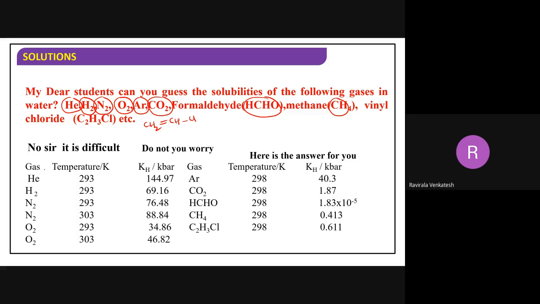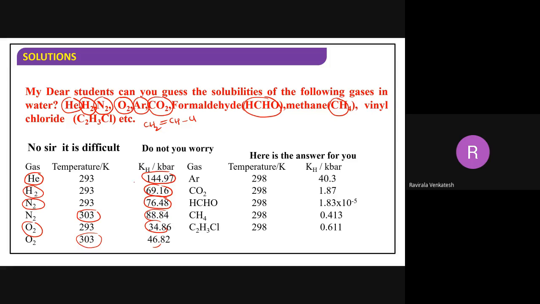Now if you observe, helium gas has the Henry constant 144. Then hydrogen, the Henry constant is 69. But nitrogen is 76 here. Nitrogen at high temperature, the Henry constant, what happened? Increasing. For oxygen, it is 34. At high temperature, it is 46.